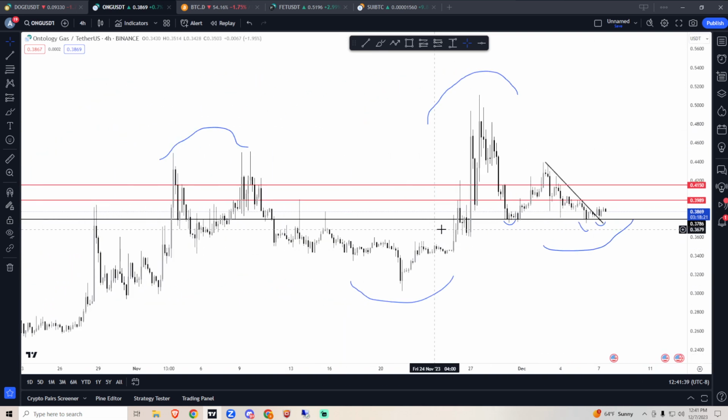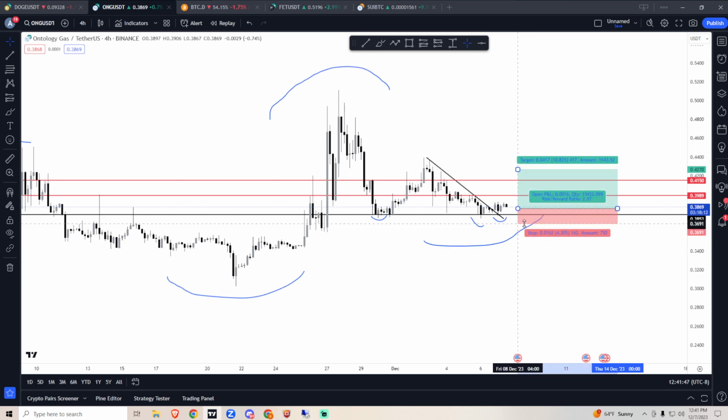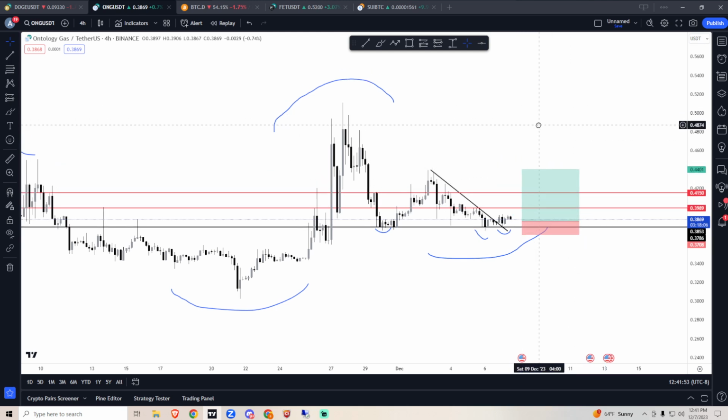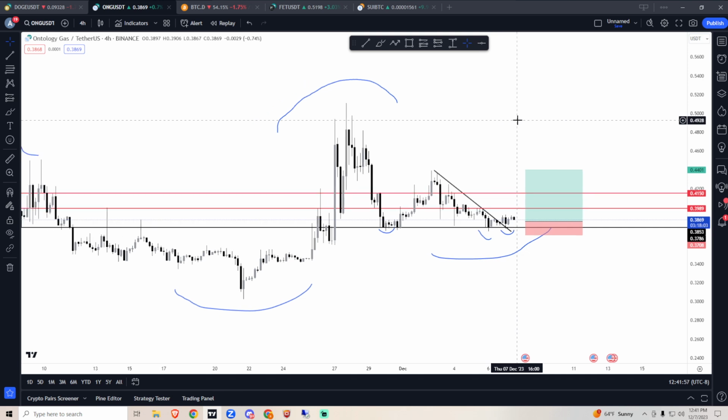Okay. So, I mean, it's simple validation, right? If you're looking to long, stop loss below the lows. This coin's garbage. I'm not touching it, but that would be your setup if you're looking to long it, right? Because these are the lows.